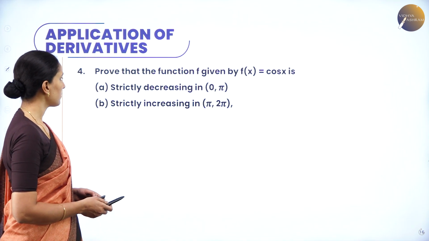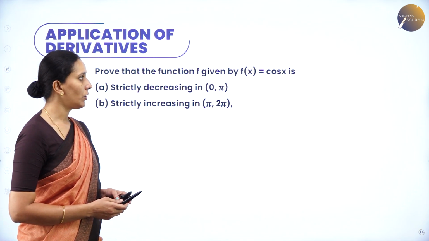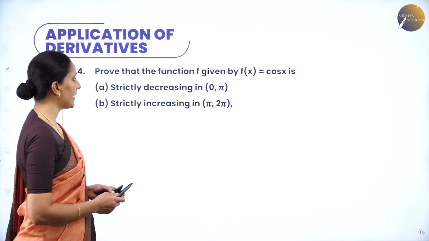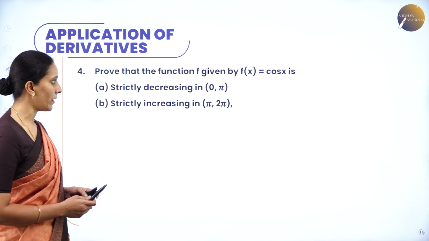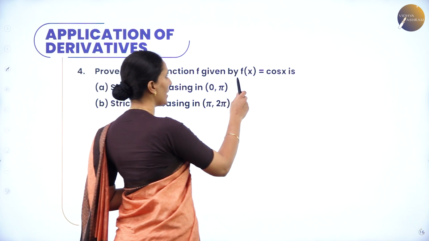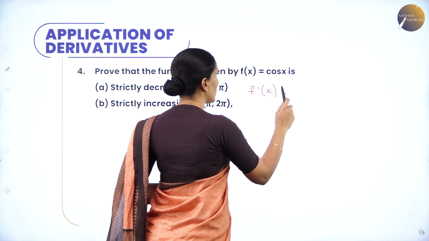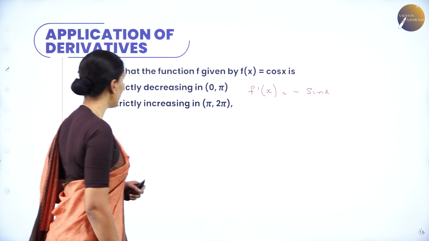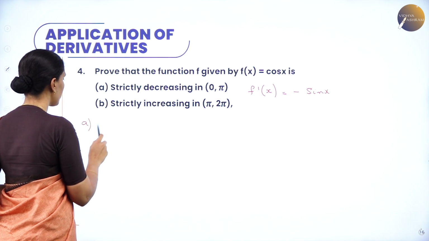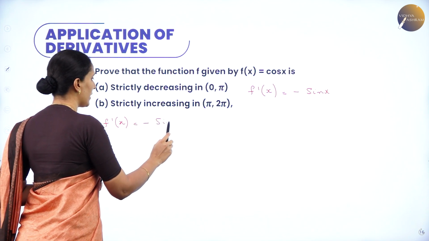Next, prove that the function given by f of x is equal to cos x is strictly decreasing in 0, pi, and strictly increasing in pi, 2 pi. Now since the function is given as cos x, let's find its derivative, f dash of x. So that is equal to minus sin x. Now for the first one, f dash of x is minus sin x.